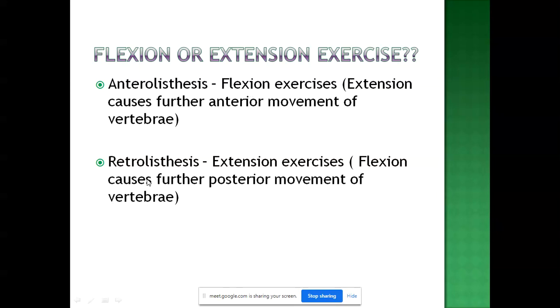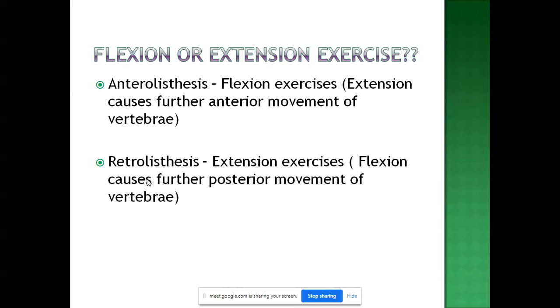And in case of retrolisthesis, where the vertebral body has moved posteriorly, we will give the extension exercise. Why? Because flexion causes further posterior movement of the vertebra. So for retrolisthesis, we will give the extension exercises. Please remember, you have to take the X-ray. On the X-ray, you have to check whether the patient is having anterolisthesis or retrolisthesis, and depending on that, you have to decide whether you will give flexion exercise or extension exercise. So please keep that in mind.